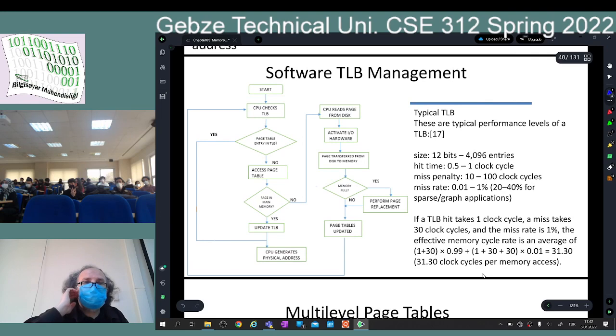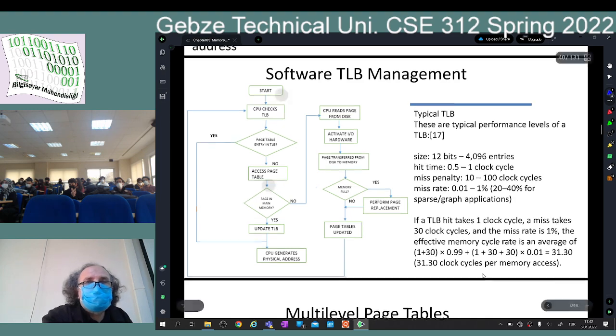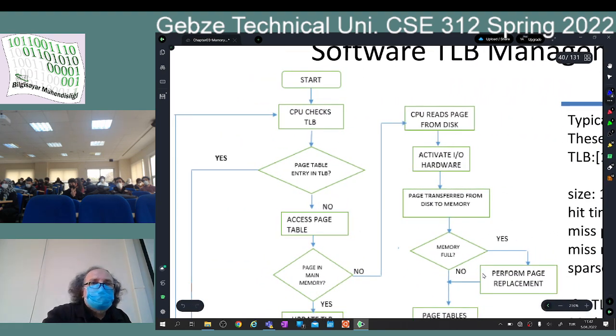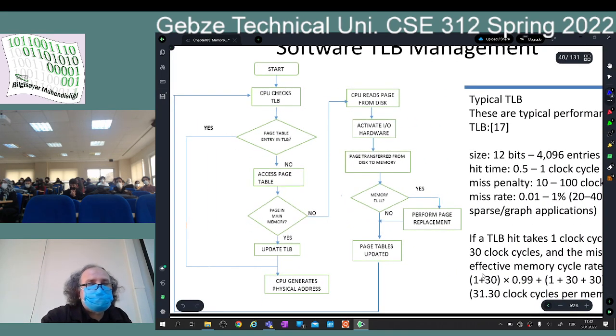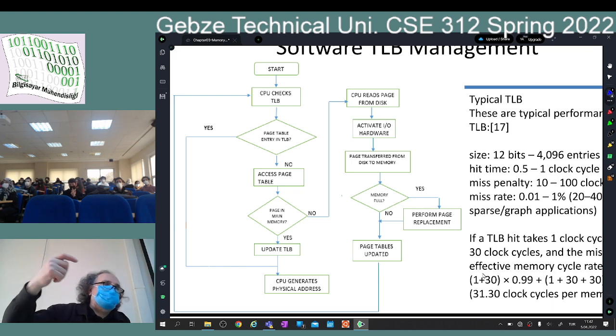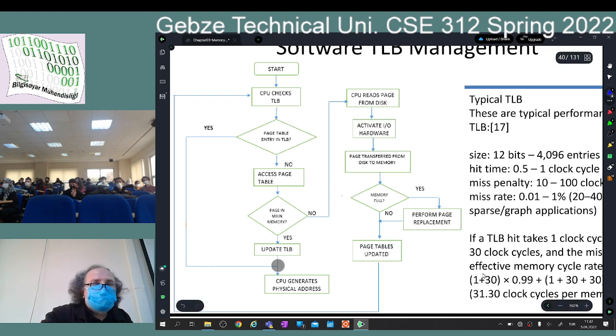Okay. So this is the flow chart of software TLB management. Whenever I receive a new virtual address, this is what I do as the TLB manager. I check the CPU TLB, the MMU TLB. If it is in the TLB, then I just produce the physical address. That's it. I get the page frame number from the TLB entry. I follow this path. This path is easy to follow, and I already showed this. So this is the simplest case that we have seen before.